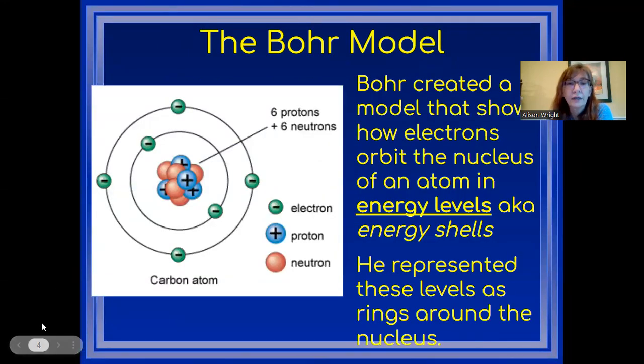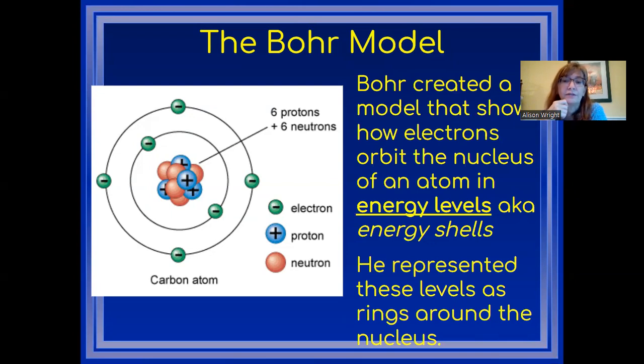So this gets really weird. You guys get ready. We're going to start with the Bohr model because that is familiar to us, right? Some of you even drew something like a Bohr model when I asked you to draw an atom. Niels Bohr was a scientist in the early 20th century, and he studied atomic theory and created a model that shows how electrons orbit the nucleus of an atom in energy levels.